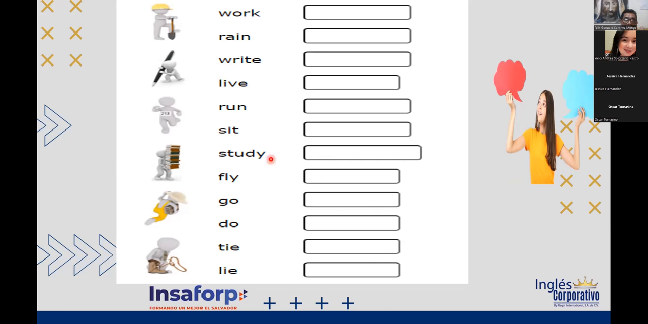Studying. Do I change the letter Y for a letter I? No, but the question is, do I change, cambio, the letter Y? Sí, la cambio. Sí, la cambiaría. Hmm. Can someone else confirm that? ¿Alguien más confirma eso? No. Don't change it, Oscar. No la cambiamos. Solo agregamos. We only add ing. So we say studying.